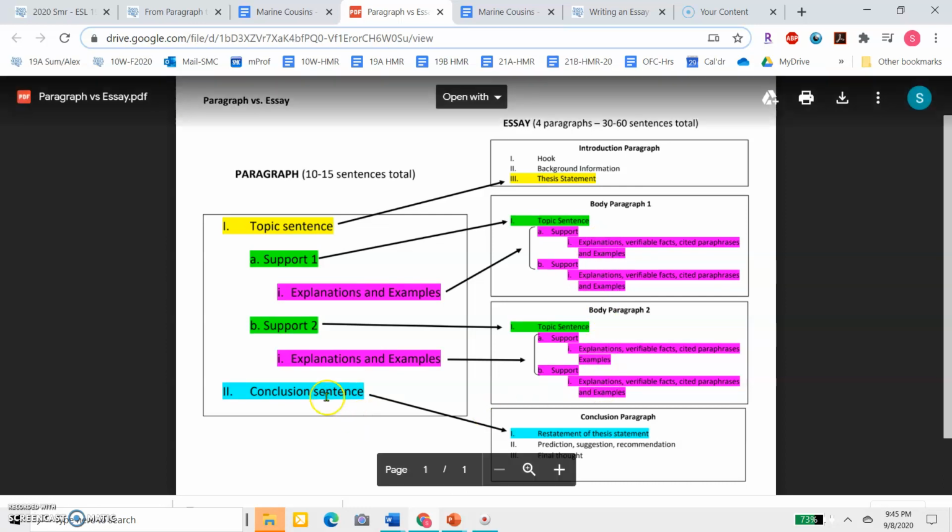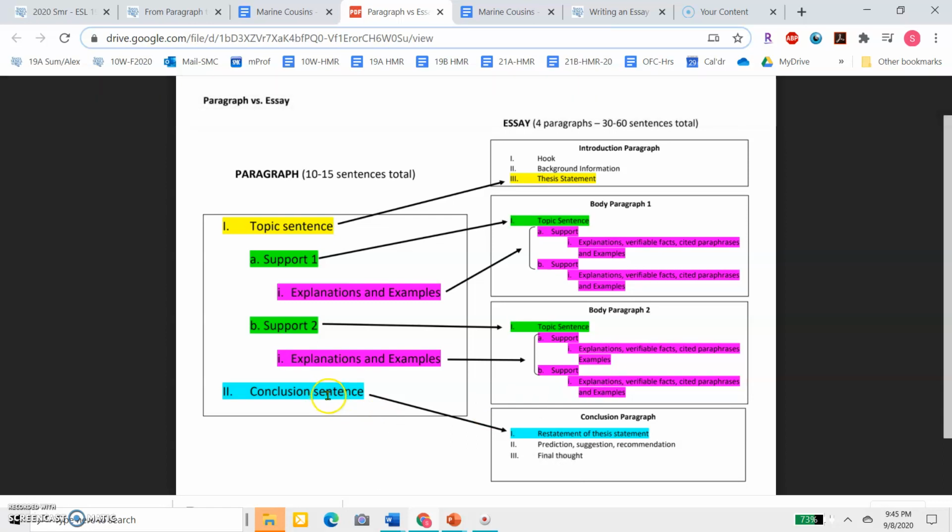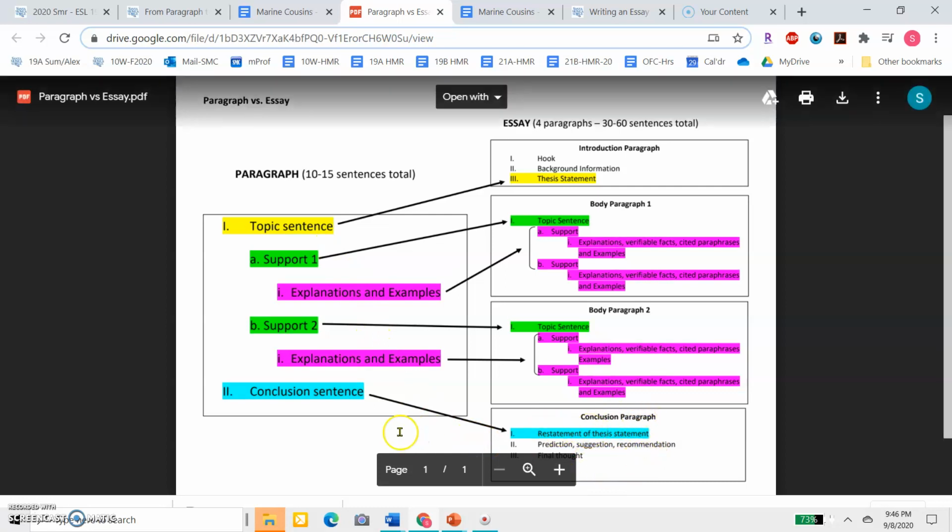And then finally, the conclusion sentence in a paragraph becomes a conclusion paragraph in an essay. So in the essay, we usually begin with a restatement of the thesis statement, which is similar to the concluding sentence, which is a restatement of the topic sentence. We'll cover more about what goes in the conclusion paragraph at another time.